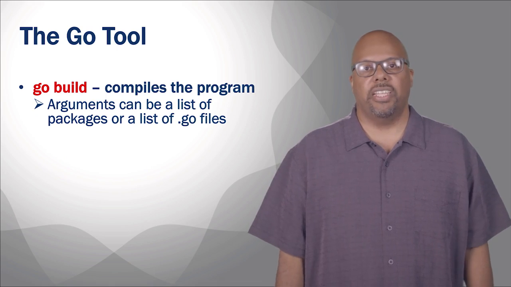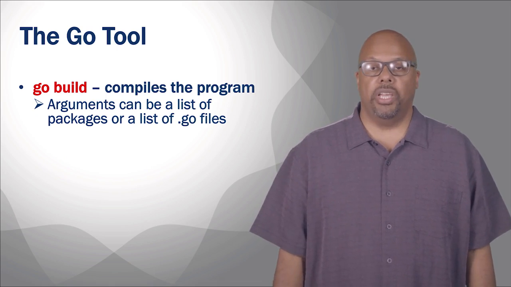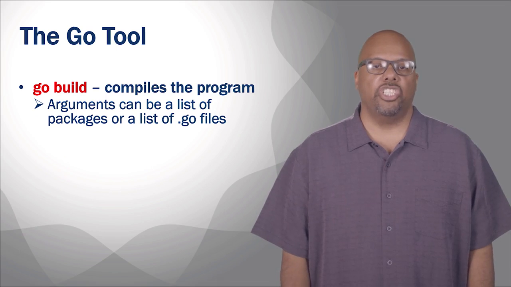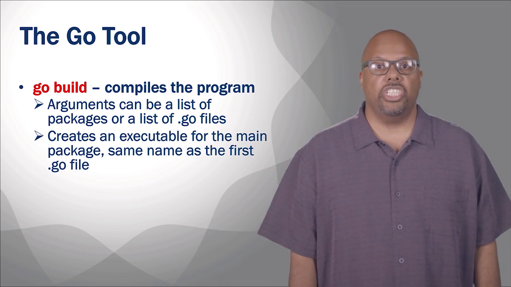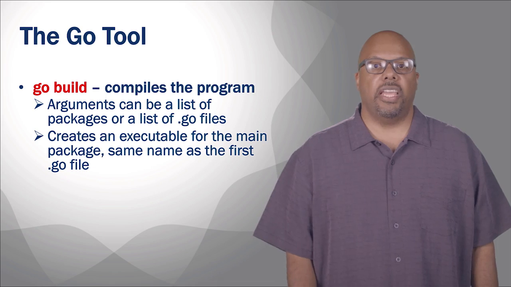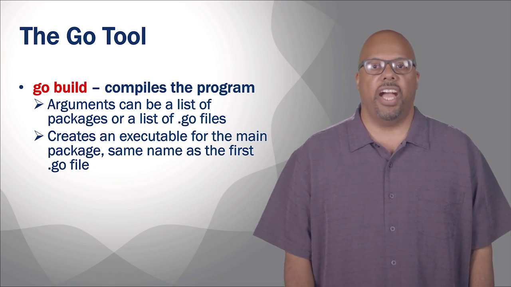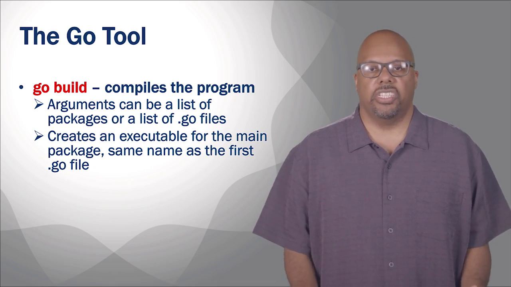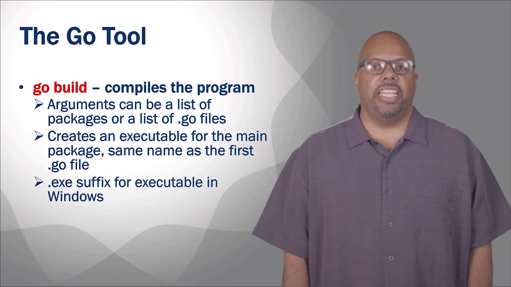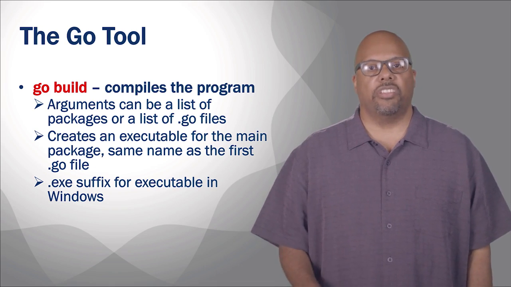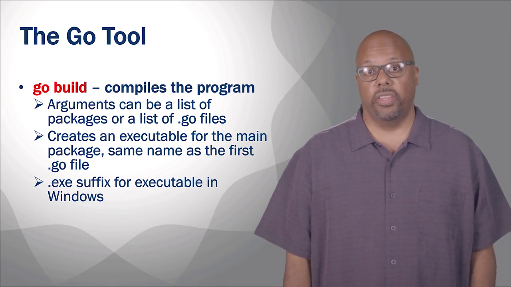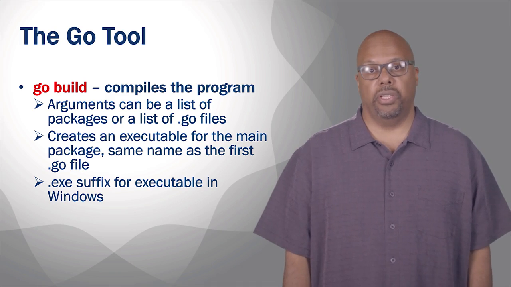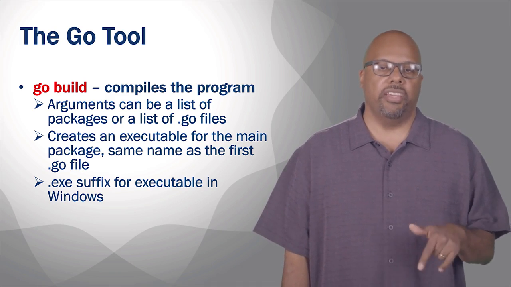That's what I did in the demo. I just said go build, and I was already in the directory where I had my main package, and so it just compiled that. It creates an executable for the main package, and the executable has the same name as the first .go file. So if you're just using one .go file, you're just going to get that as the name. The .exe suffix is what you're going to see for executables in Windows in general, right? So you'll expect to see a .exe in the directory where you did the build. If you give it no other arguments, it'll just place it in the same directory.